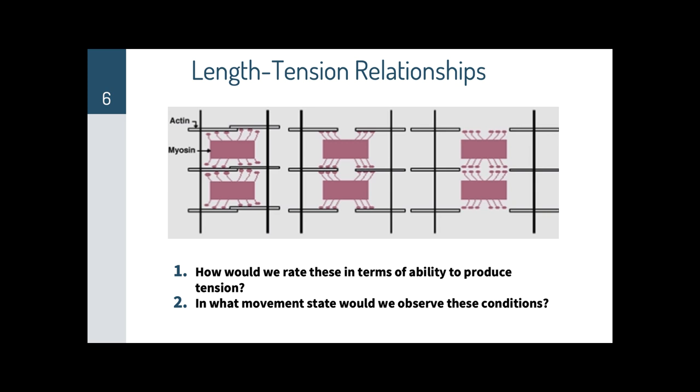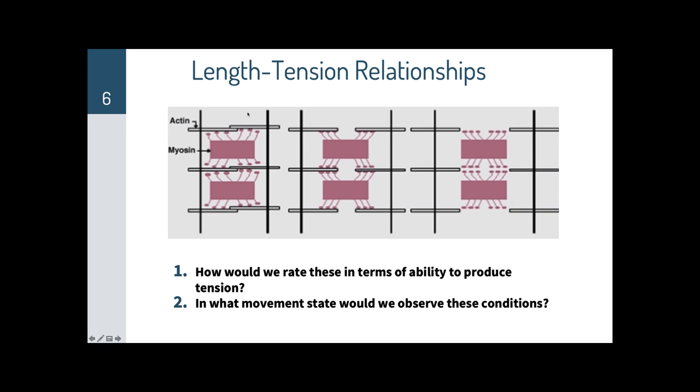So now we're going to talk about something called the length-tension relationship, and this is going to refer to the position of the sarcomere. Again, the sarcomere is the smallest functional contractile unit. We just kind of went over that on the previous slides. So if you pay attention to the myosin and actin interaction, the myosin heads interacting with the actin produces tension.